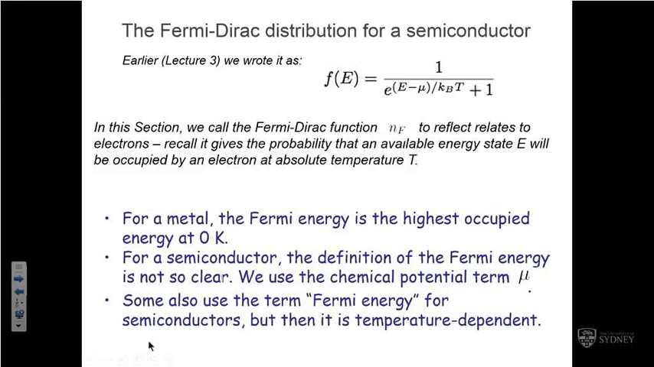And just to make you aware, when you're reading the literature, it's not very precise what people use for this energy. Sometimes people use chemical potential, sometimes people just call it the Fermi energy, and sometimes people call it the Fermi level, even though in a semiconductor it's a little bit more complicated. We should adopt the chemical potential notation. That's probably the best.